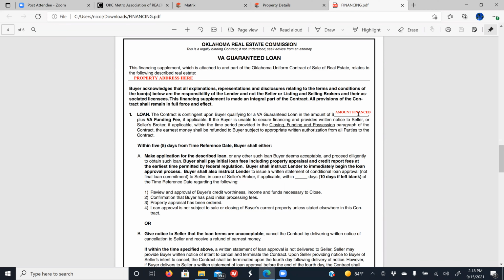Now, the benefit to the VA loan is that there is no down payment requirement. They can finance 100% of the purchase price. They don't have to finance 100%, but they can. So you will talk with the buyer, talk with the lender, find out how much, if anything, they are putting down, and put that amount there as far as the amount that they are financing when purchasing this home.